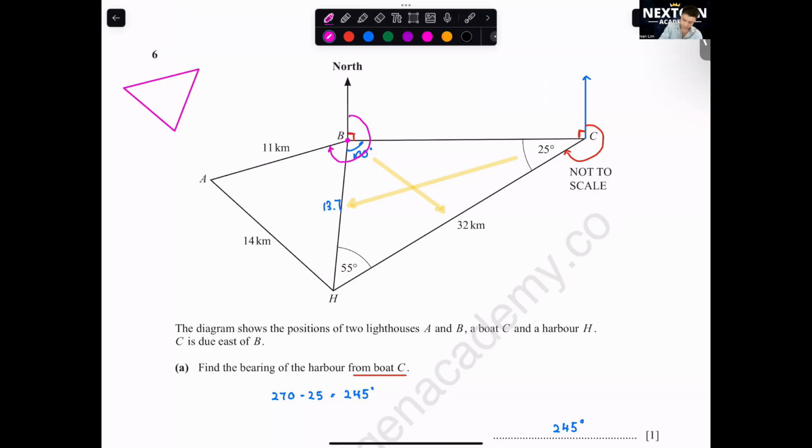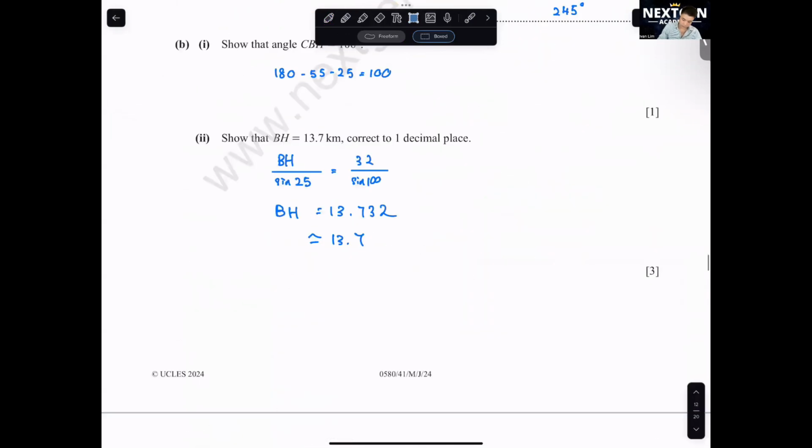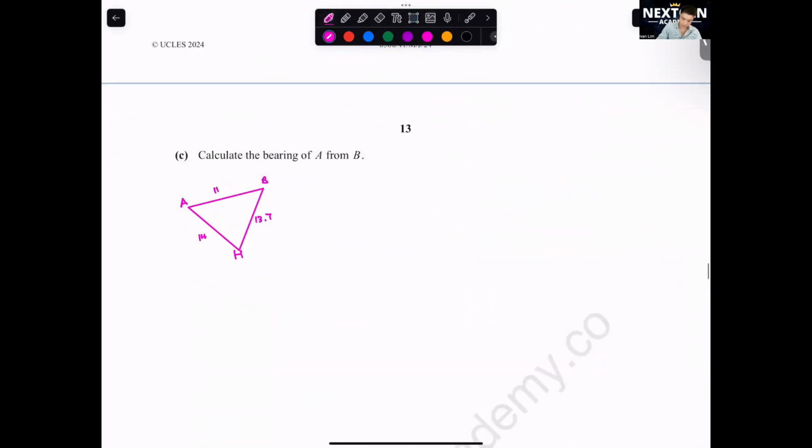Connect A, B, H. 11, 14, 13.7. When I have 3 sides given to me and I want to find the angle here, what formula do I use? I can use the cosine rule. Given 3 sides to find one angle, you cannot use SOHCAHTOA. Which one will be A? We put into the formula: A square equals B square plus C square minus 2BC cos A.